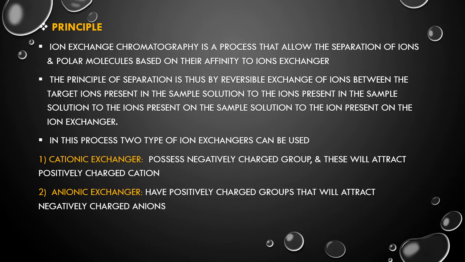In this process, two types of ion exchangers can be used: the cationic exchanger or the anionic exchanger. The cationic exchanger possesses a negatively charged group and will attract positively charged cations. These are also known as acidic ion exchangers because their negative charge results from the ionization of the acidic group. The anionic exchanger has a positively charged group and will attract negatively charged anions. These are also known as basic ion exchangers.